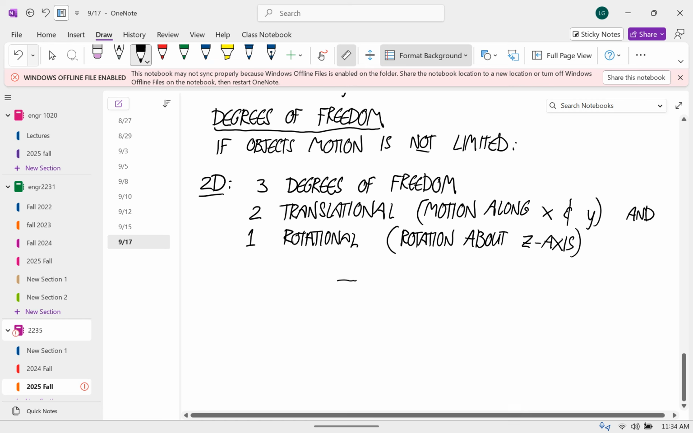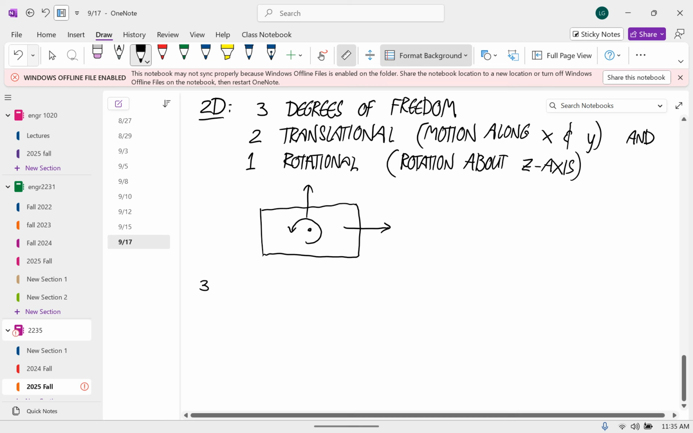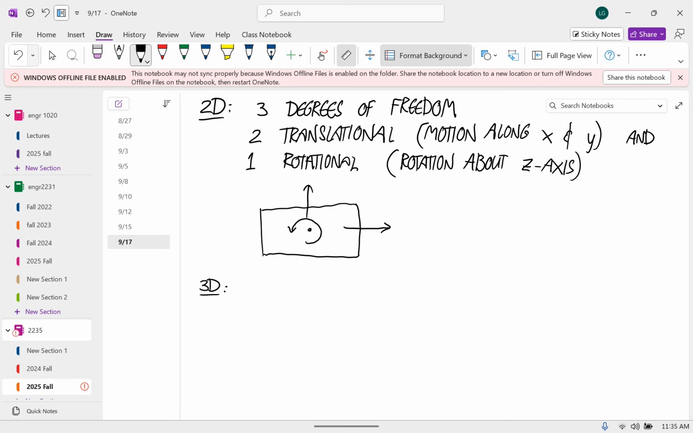Okay, so a 2-dimensional object can move this way, it can move this way. Those are the 2 translational degrees of freedom. And if you combine those 2, you can make it move anywhere in the plane. And then there's a rotational degree of freedom. In 2D, the 3 degrees of freedom correspond to the 3 equations of motion: the 2 equations from Newton's second law, and the 1 equation from the rotational Newton's second law. So based on that, maybe it makes sense that in 3D, an object with no restrictions on its motion has 6 degrees of freedom.